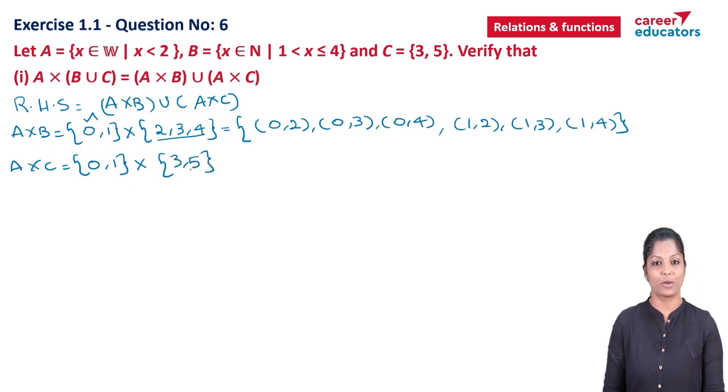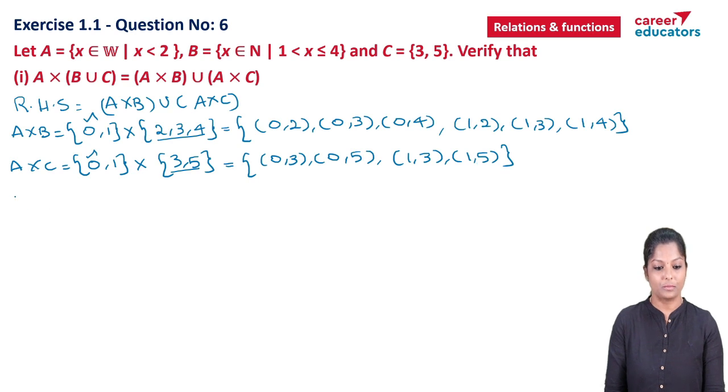To find A cross C, we have to pair each element of A with each element of C. We have to take the first element and pair it with all the elements of C. We will get (0, 3), (0, 5). Likewise, we have to do it for the remaining element 1. We will get (1, 3), (1, 5).